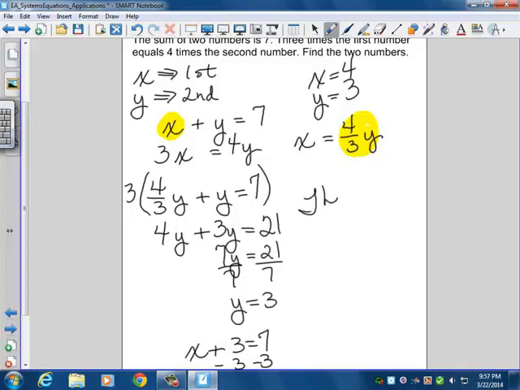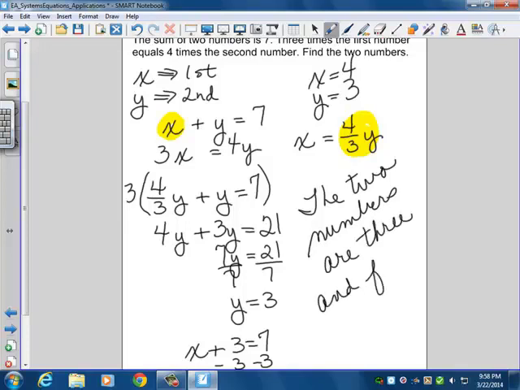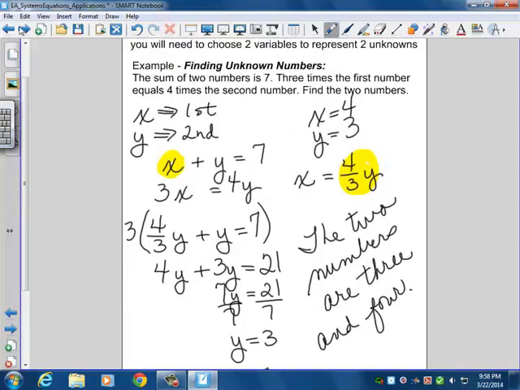So the two numbers are 3 and 4. And that application is solved. Let's move on to another one.